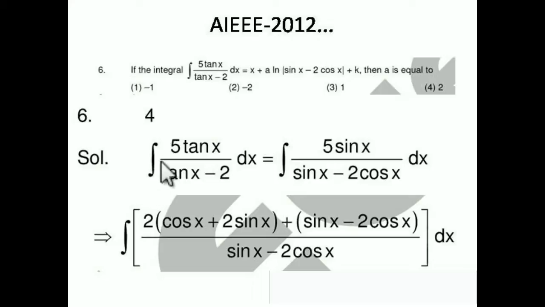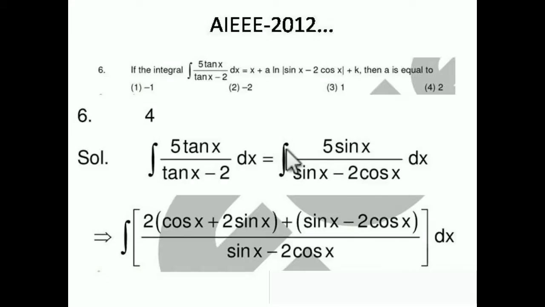Okay, let's see. Integration of 5 tan x upon tan x minus 2. We just convert tan x in the form of sin x upon cos x. So here sin x upon cos x, taking the LCM, we get sin x minus 2 cos x, and in the numerator it's 5 sin x. Cos x gets cancelled out. Now see, in this type of problem, we use a definite method.